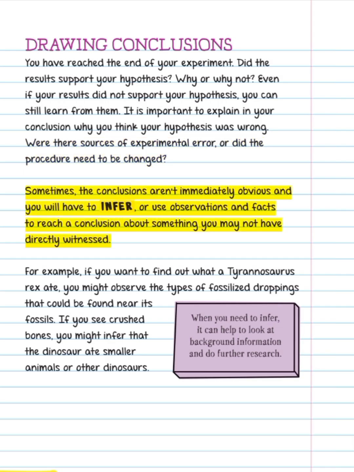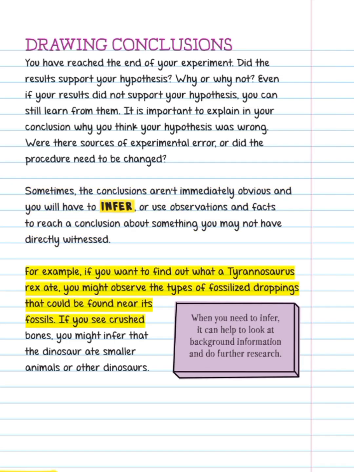Sometimes, the conclusions aren't immediately obvious and you will have to infer, or use observations and facts to reach a conclusion about something you may not have directly witnessed. For example, if you want to find out what a Tyrannosaurus rex ate, you might observe the types of fossilized droppings that could be found near its fossils. If you see crushed bones, you might infer that the dinosaur ate smaller animals or other dinosaurs. When you need to infer, it can help to look at background information and do further research.